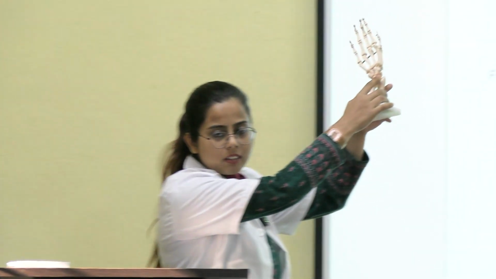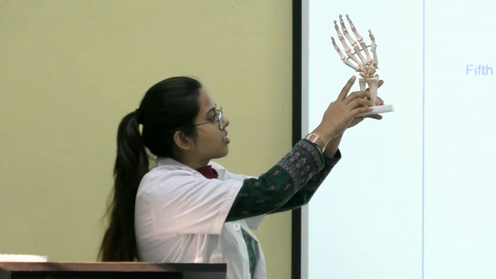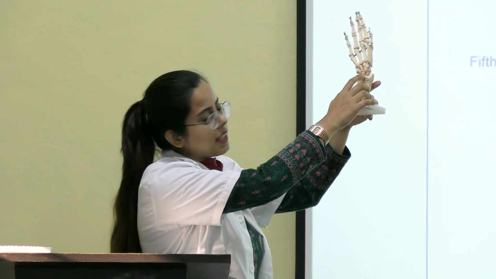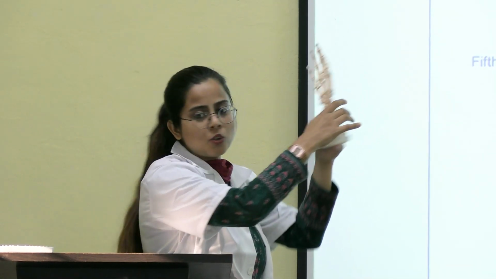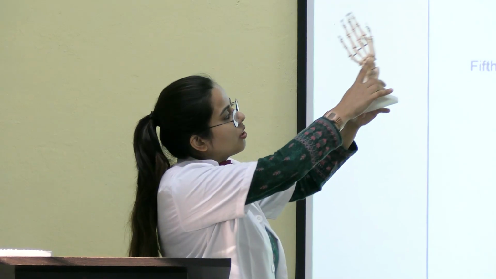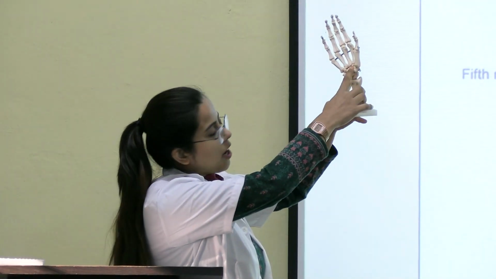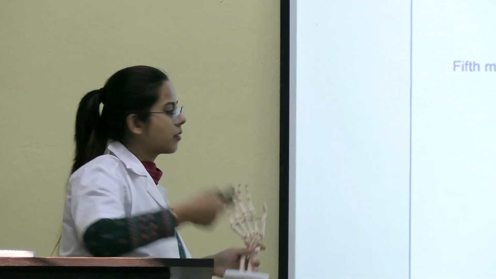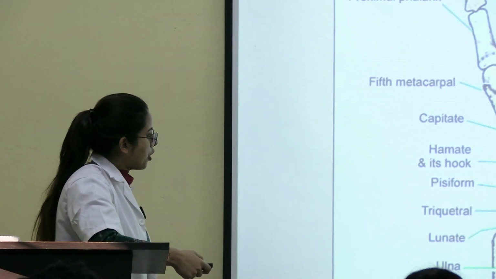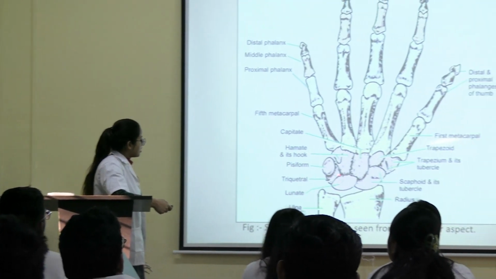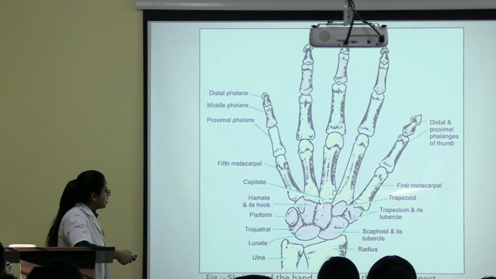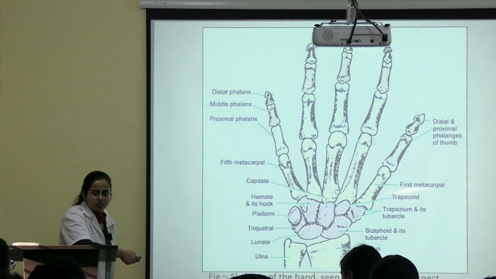This is scaphoid, this is lunate, this is triquetrum, this is pisiform. So this will make the proximal row. You know proximal, distal? Yes. And in the distal row: trapezium, trapezoid, capitate and hamate. So this is the scaphoid bone, lunate, triquetral, pisiform, trapezium, trapezoid, capitate and hamate.